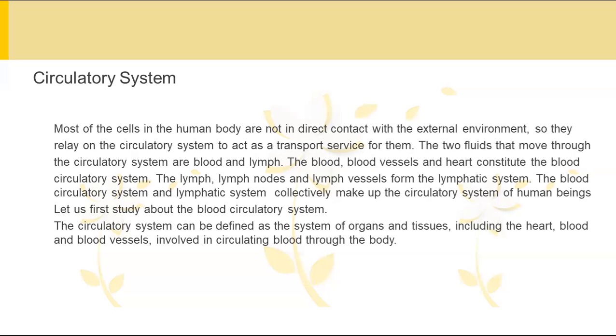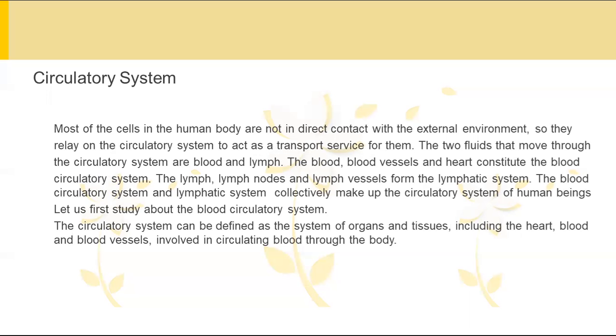So how are they connected with each other? They rely on the circulatory system, which acts as a transport service for them. The two fluids moving through the circulatory system are blood and lymph, and in this chapter we are going to study these two fluids in detail. The blood vessels and heart constitute the blood circulatory system. The lymph nodes and lymph vessels form the lymphatic system.